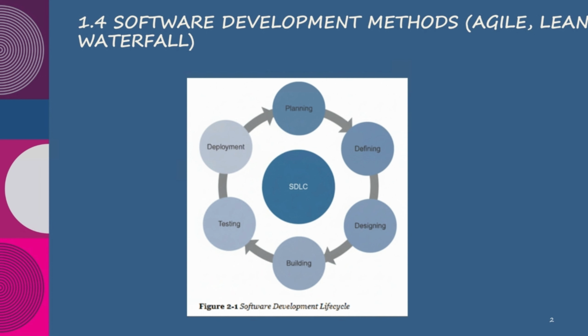So again, to recap, we plan. In planning, we do the requirement gathering. In defining, we define the objective of our project. In designing, we create the architecture. In building, we start developing the project. In testing, we test thoroughly. We try to detect the bugs or any issues, and finally we deploy to the end user.